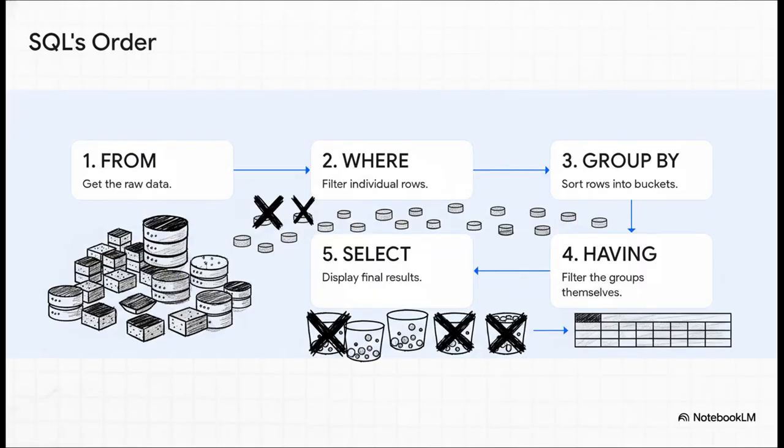Here's a really simple way to think about it. First, SQL gets the data. Second, the where clause filters those raw rows. It's only then, in step 3, that group by creates our summary buckets. So to filter those buckets, we need a new tool that works later in the process, at step 4. And that tool is having.